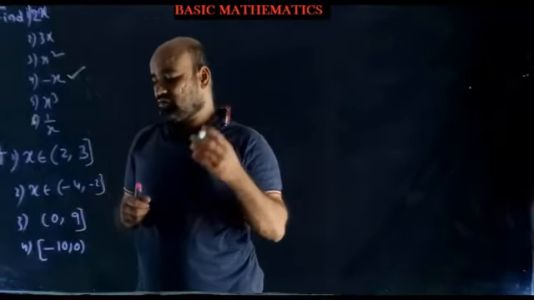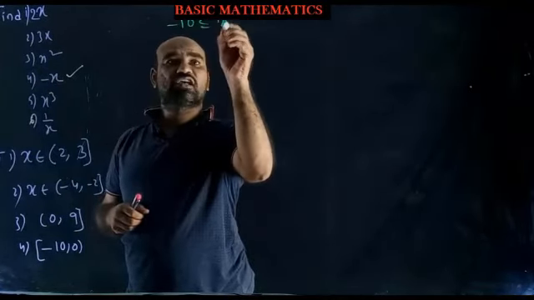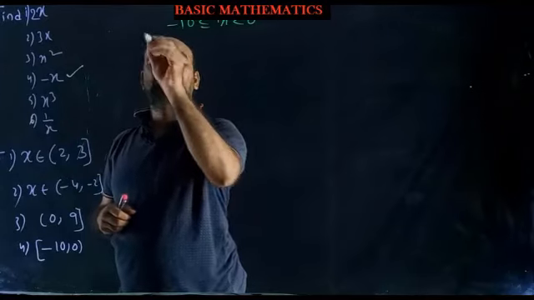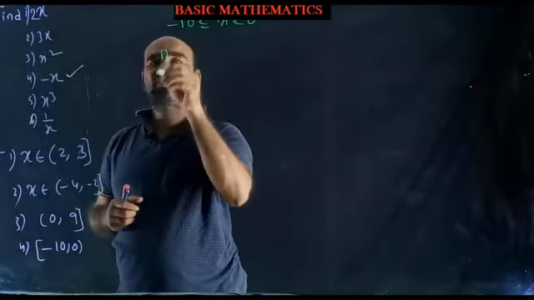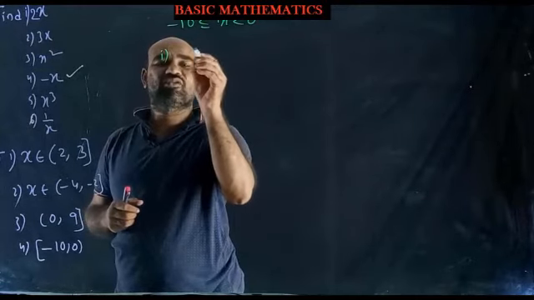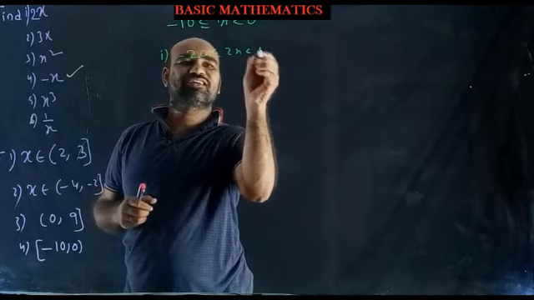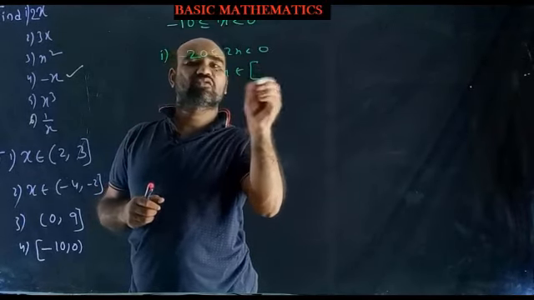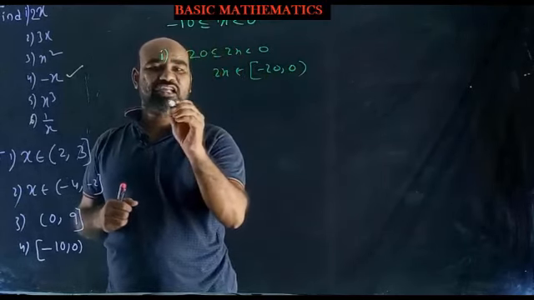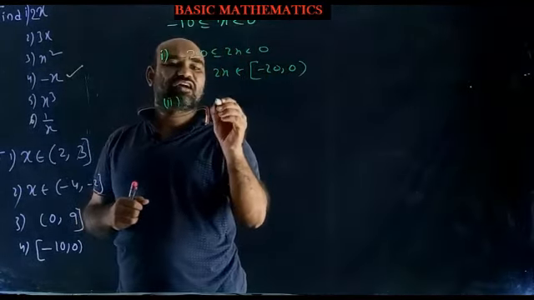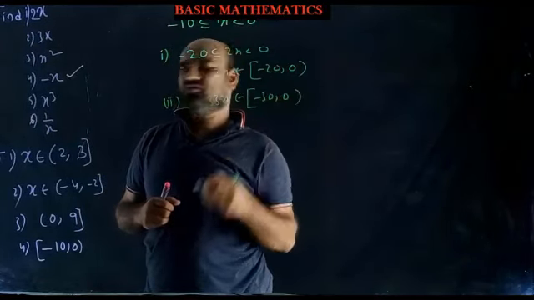Friends, the last one, the fourth one: minus 10 less than or equal to x less than 0 is given. You want to find 2x, 3x, x square, all. First, 2x: multiplying by a positive number, nothing happens to the inequality, so minus 20 less than or equal to 2x less than 0, or 2x belongs to closed minus 20 to open 0. For 3x, I can directly say 3x belongs to closed minus 30 to open 0.